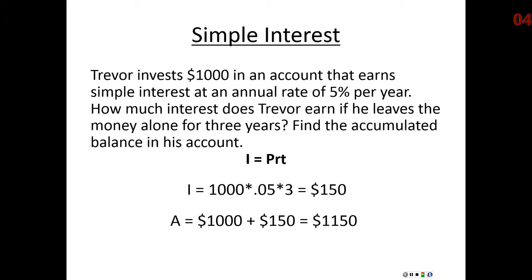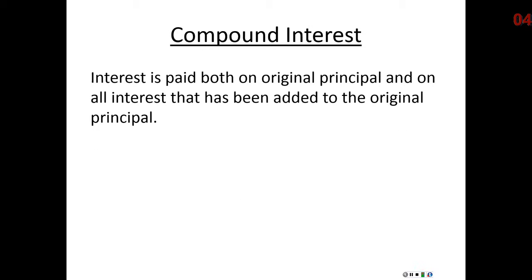So the better thing is what we call compound interest, which is basically interest paid both on the original principal and on all interest that has been added to the original principal. So you have to set a term. For example, they'll say compound it quarterly, or compound it monthly, or compound it yearly.